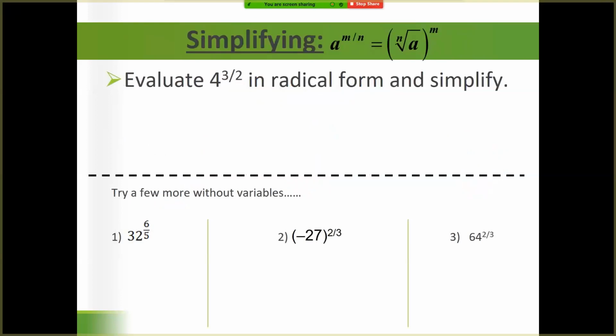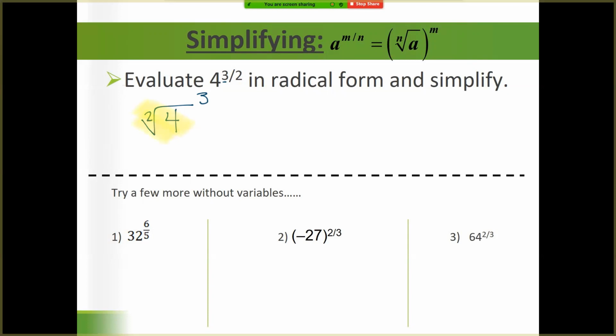So now we're going to evaluate 4 to the 3/2 in radical form, and then we're being asked to simplify. So currently I've given you exponential form. You have a base with an exponent. You're going to rewrite that in radical form. So my base goes underneath my root. The top number goes up. The 2, I can write it in there, but it's not necessary because it's a square root.